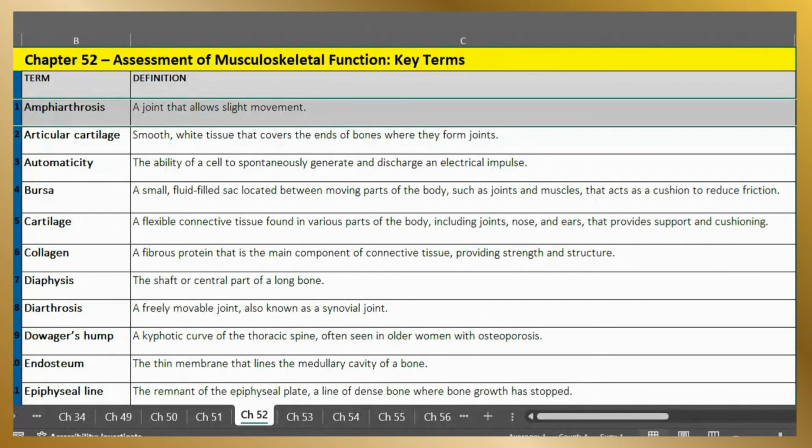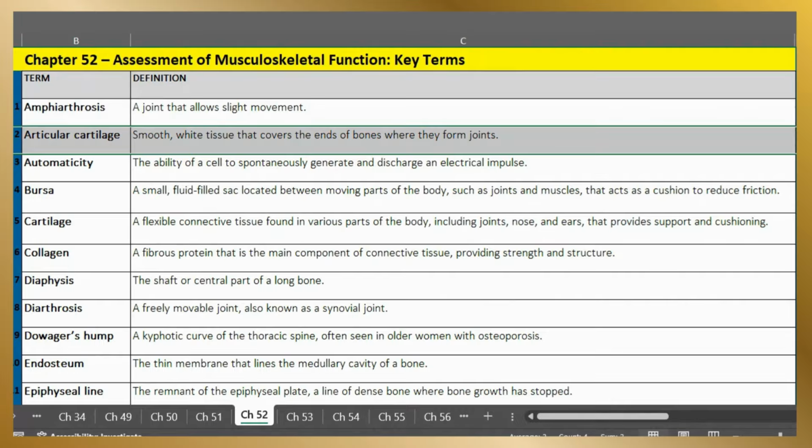The first term is amphiarthrosis, which means a joint that allows slight movement. Think about amphi means both sides, limited movement on both sides. Next is articular cartilage, meaning smooth tissue covering the ends of bones in joints. Articulate, it's like a joint. Cartilage cushions joints.